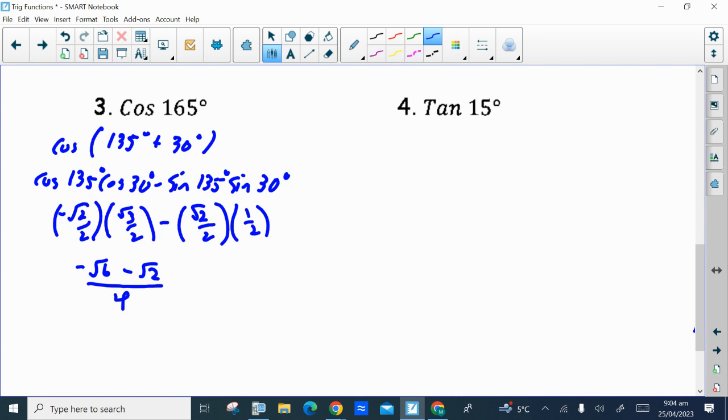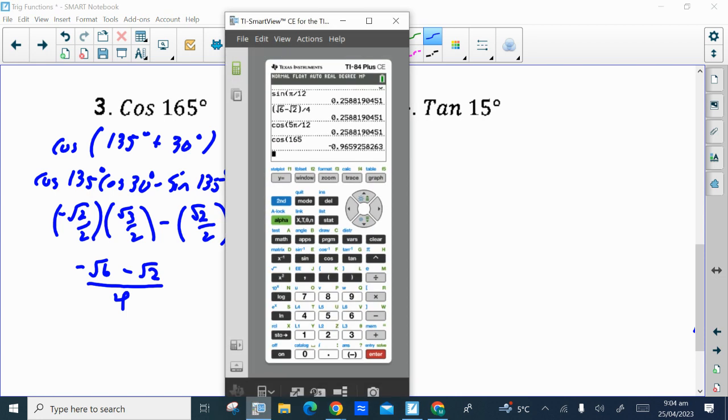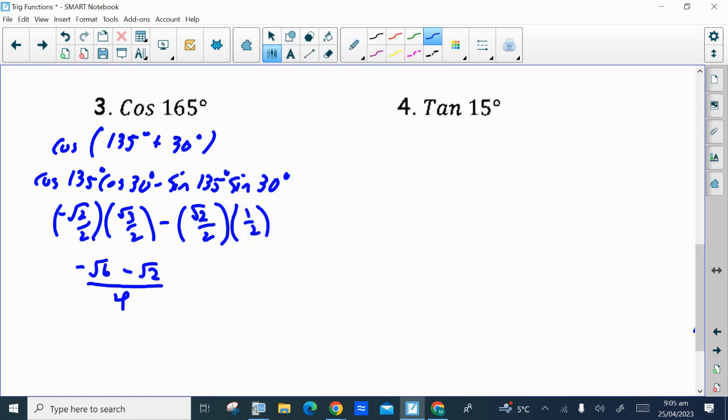Again, you've got a common denominator of 4 there, so you can combine the numerators. And just to check that, on our calculator, if we put the exact value in, we know we need to get that decimal above, negative 0.9659, etc. So negative root 6 minus root 2 all over 4, same decimal. Right? So you should never get these wrong because you can always check your answers.